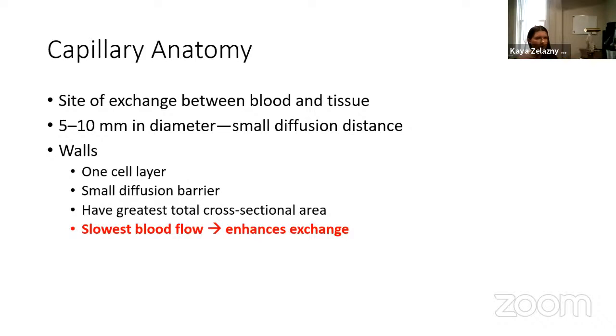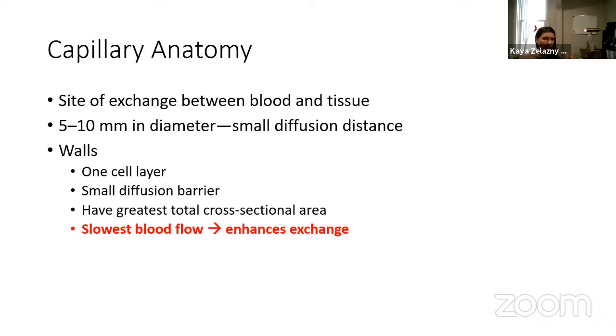They have the greatest total cross-sectional area of any of your blood vessels if you added them all together, which means that we have a smaller amount of blood spreading out into this big network, which is part of what allows the blood flow to slow down as it spreads into this big total network area. And slow blood flow through the capillaries is important because this enhances the exchange.